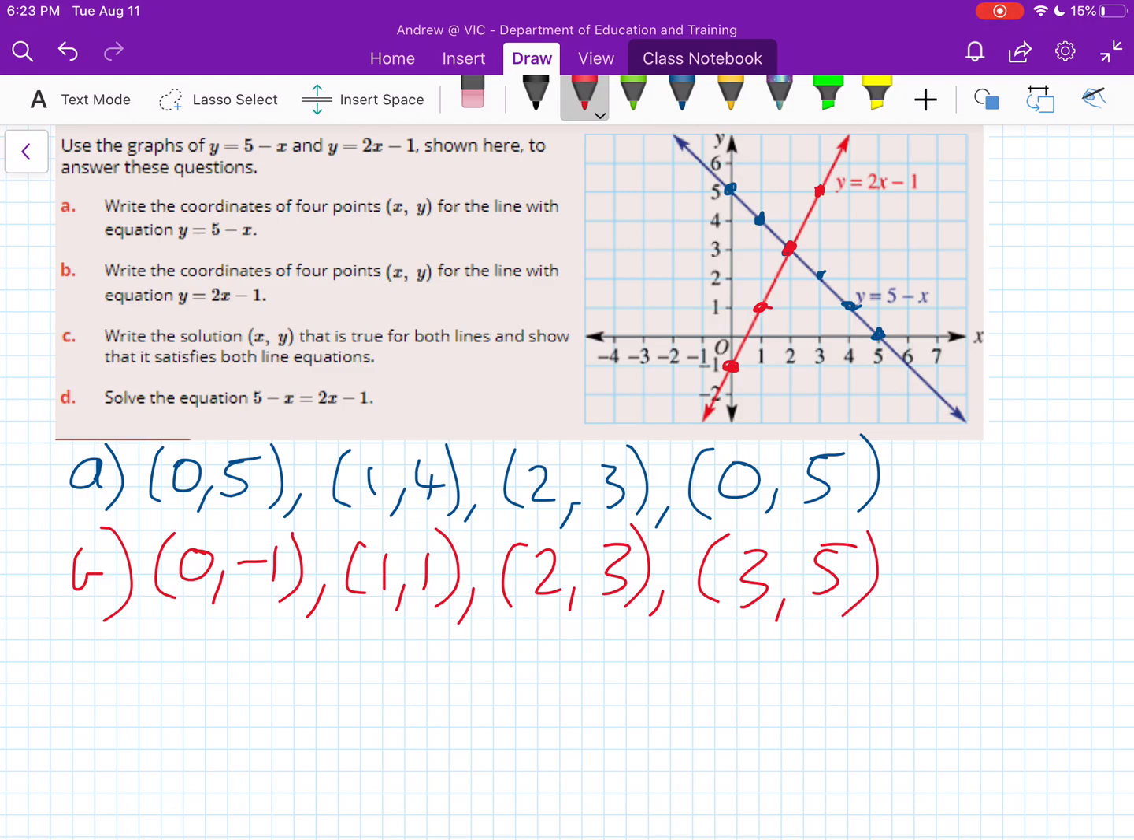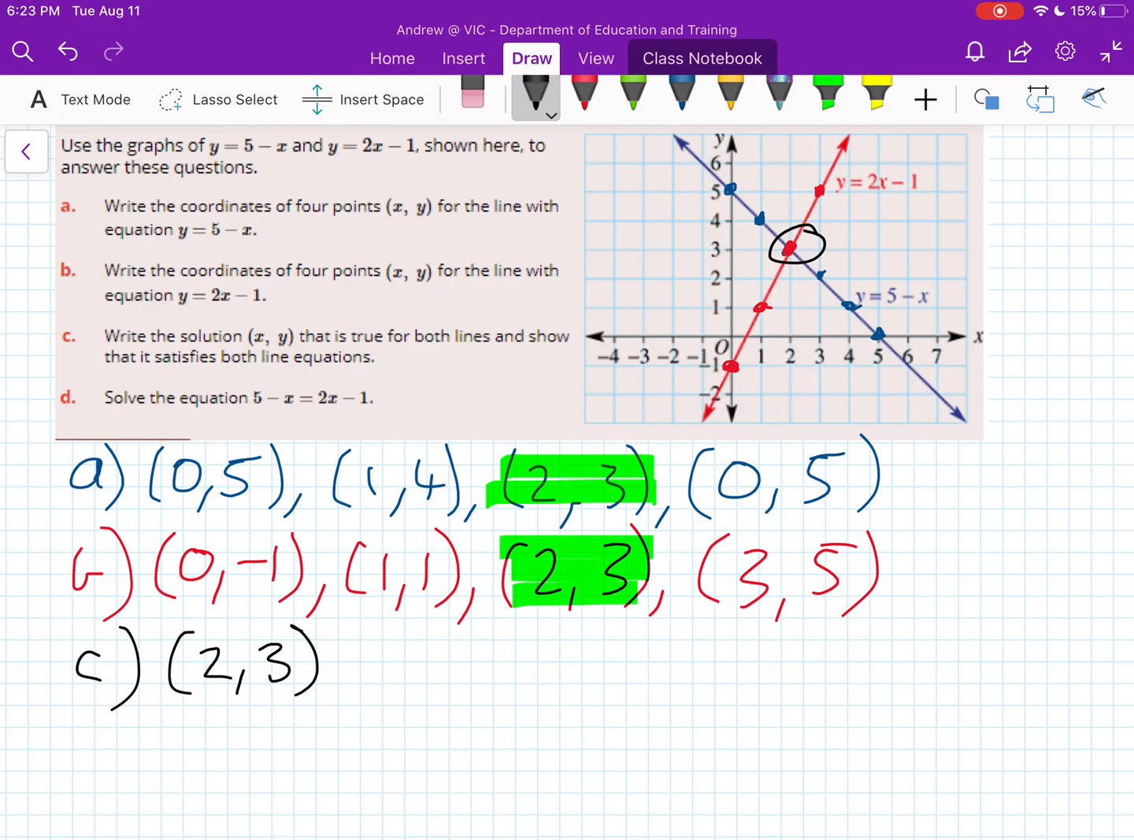So Part C, this is the main thing I really want to focus on for this. Write the solution x, y that is true for both lines and show that it satisfies both line equations. So what we're doing here is we're just looking at where they overlap, which is here, and we've already written down both of these values in both the lines here. So the solution to both equations is just where they overlap, where they intersect. So they intersect at (2, 3).